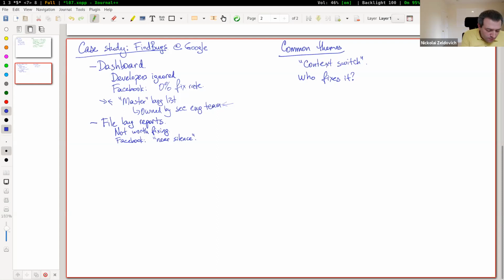So one other thing I wanted to mention. Nikolai, yeah, I just went and read there's a Google published a report on this Fix-it. There's a cited paper for the Fix-it itself. So they have an experience report about using FindBugs.